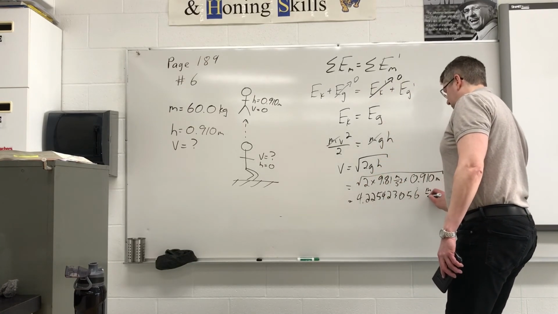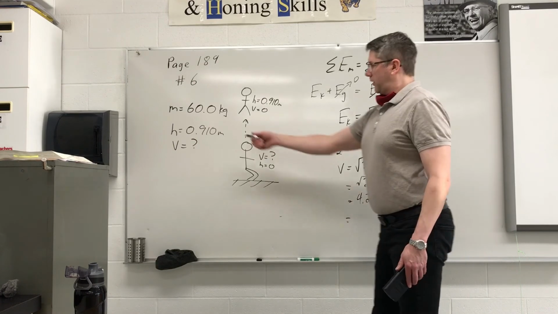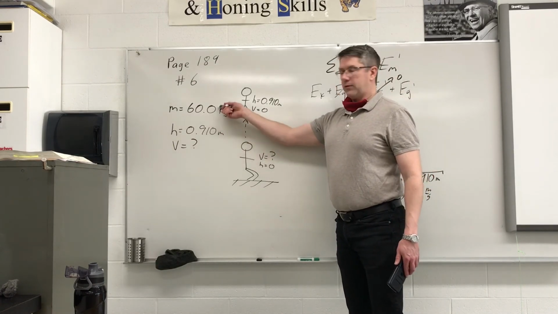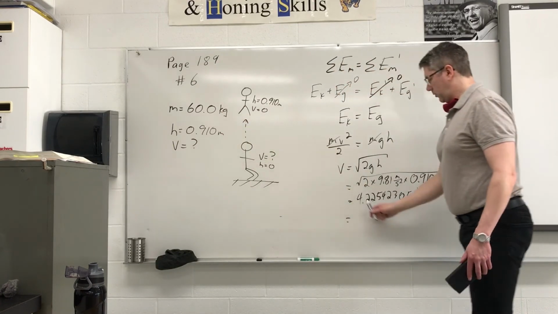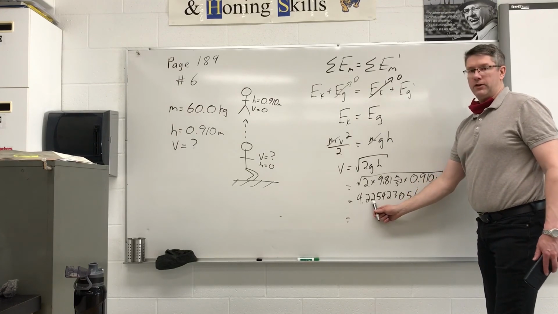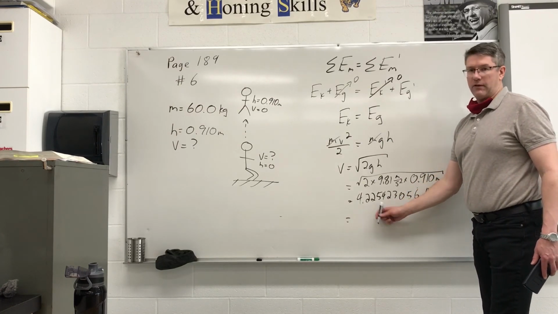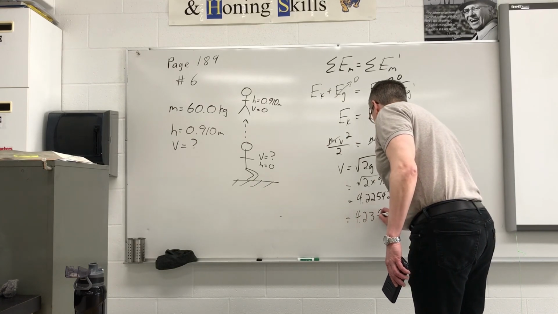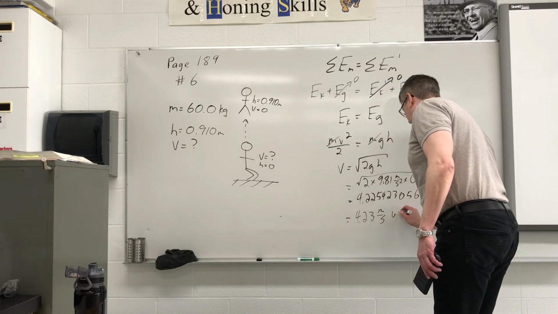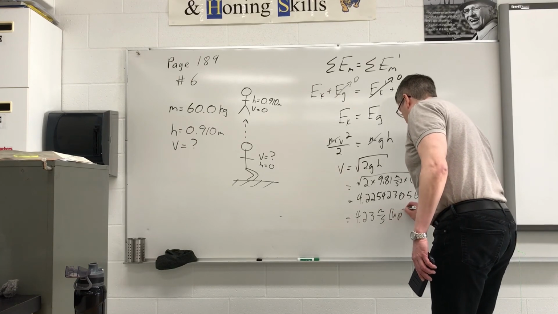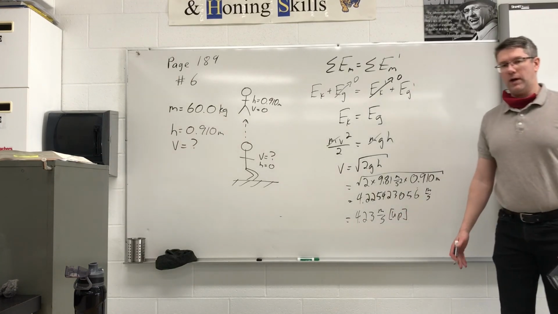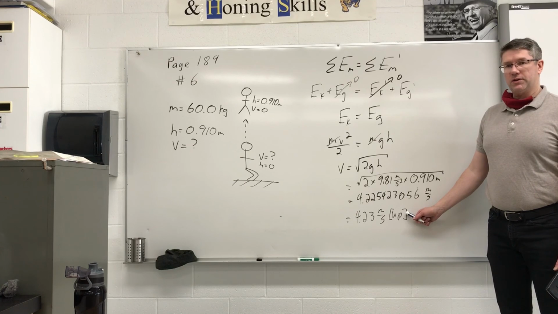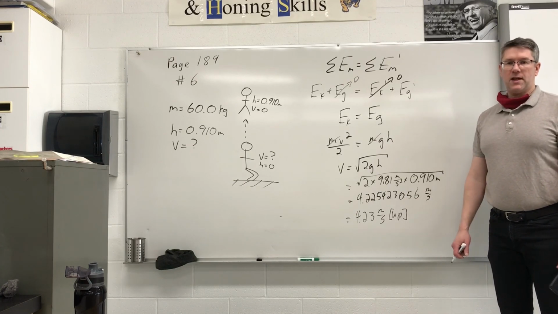4.225423056 meters per second. 3 significant digits in the height, 3 significant digits in the mass. So we get 4.22. The 2 rounds up because of the 5, so we're going to get 4.23 meters per second. And again, with energy, we don't always have to put the direction, but in this case, since we know it, I'm going to put it in. Wouldn't take off marks if we didn't have that. But our direction in this case is up.